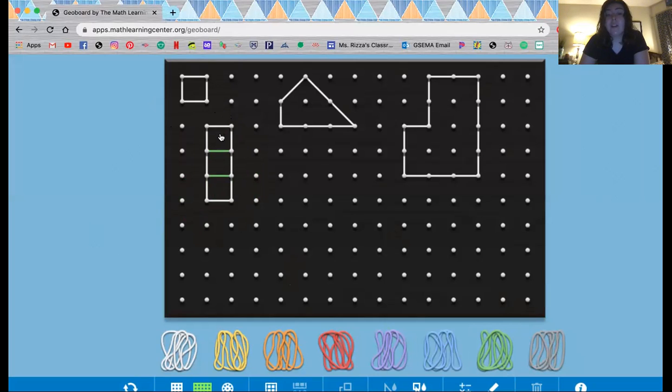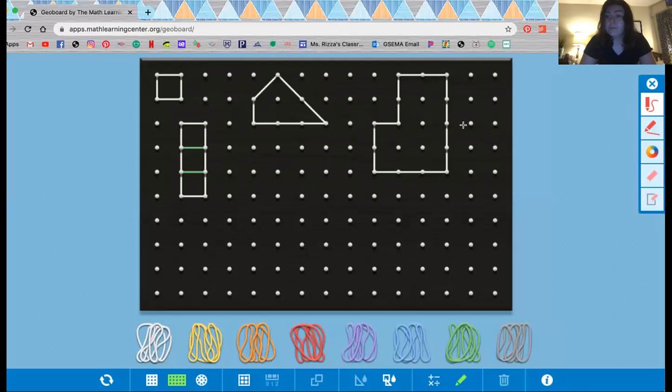So this rectangle I know is 1, 2, 3 units. So I'm going to write that. Oops, I'm going to move this over a little bit. There we go. I'll draw a line here, and this one is 3 units.